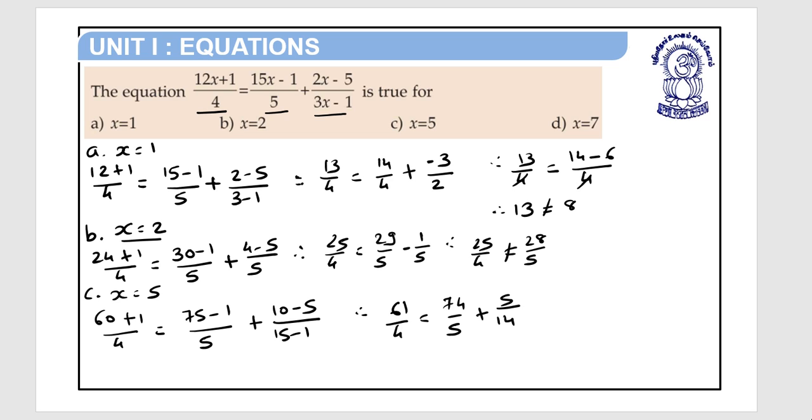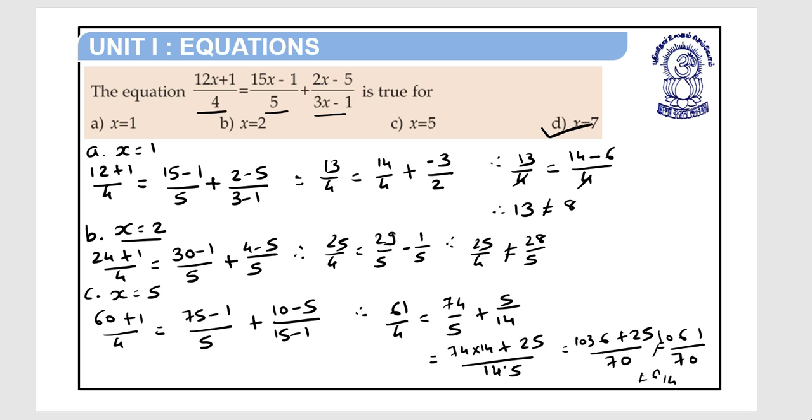Here 14 and 5, so LCM is 70. 74 into 14 plus 5 5s are 25 upon 14 into 5. 14 fours are 56, 14 sevens are 98 plus 5. 1036 plus 25 by 70, 1061 by 70. So this is not equal to 61 by 4.